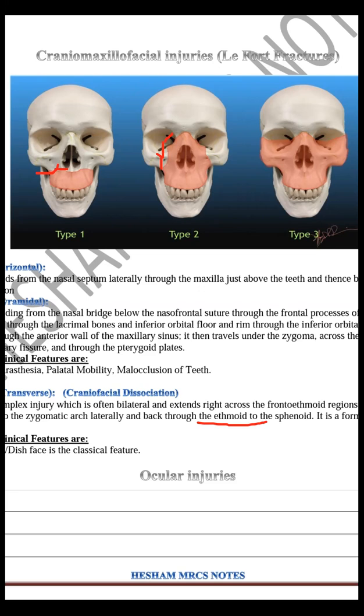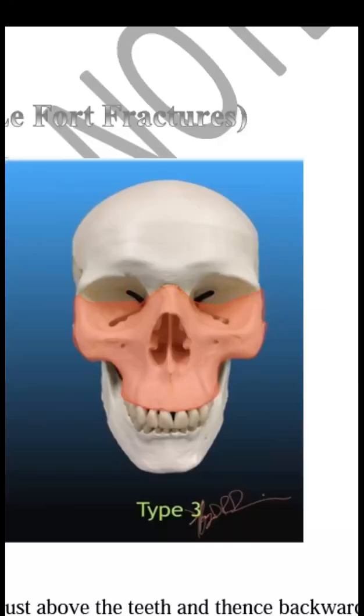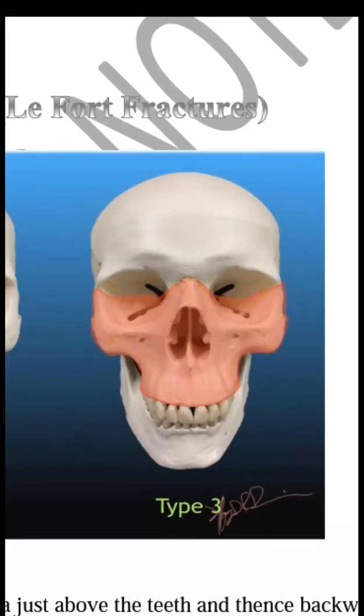While in type 3, which is the most important, craniofacial dissociation, the patient will present with complex bilateral fracture of the frontoethmoidal region, superior and lateral orbits. Then it can go laterally through the ethmoid to sphenoid. So in questions, when you see sphenoid to ethmoid, this is a Le Fort 3 fracture. Okay, from sphenoid to ethmoid.